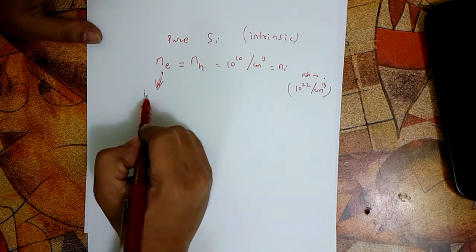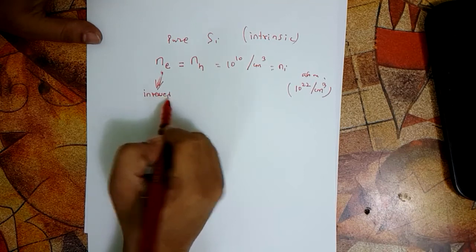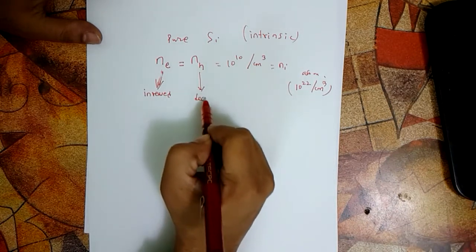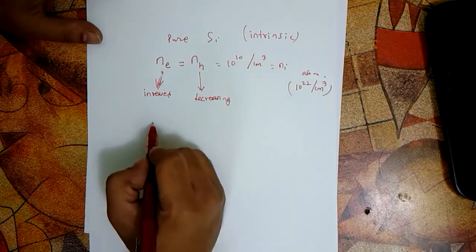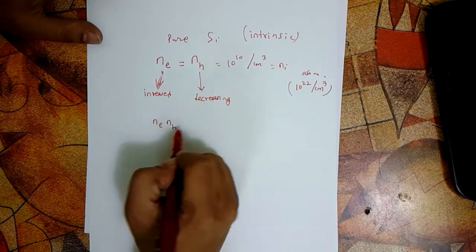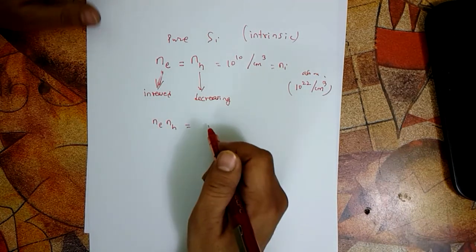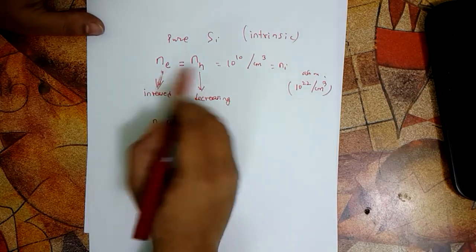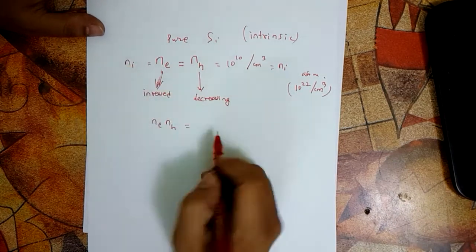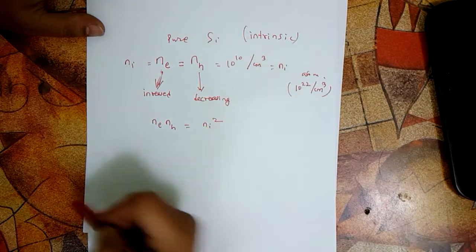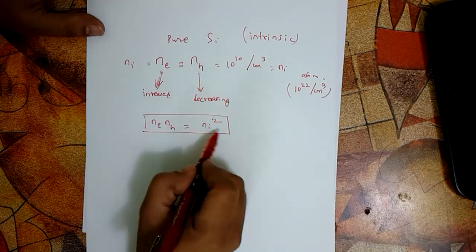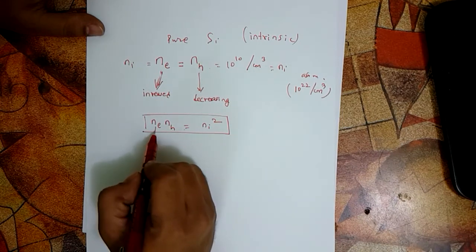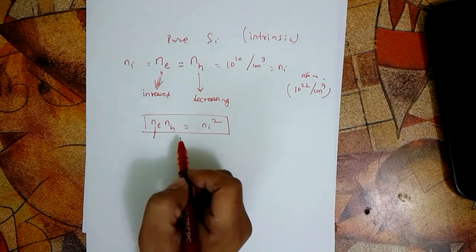So this has increased, this has decreased, but it has been established through some theory that their product still remains what it was before adding impurities. And before adding impurities, both of them were equal to Ni, so their product was Ni square. Even now, after adding impurities, their product still remains Ni square. One has increased, Ne, and the other has decreased, Nh.